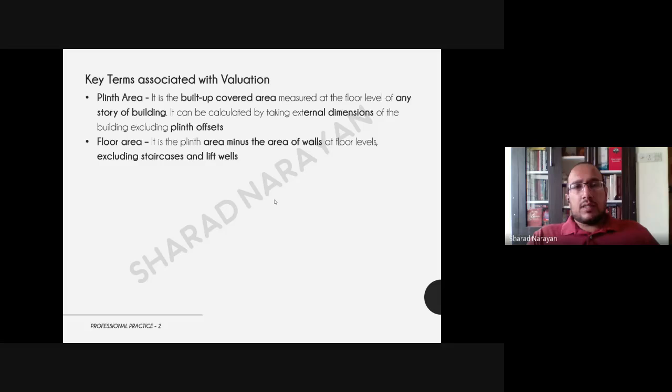The next key term we talk about is the floor area. The floor area is the plinth area minus the area of the walls. So we talk about it as the clear area between the wall surfaces. We can call it the tiled area, whatever it is. And this will exclude the areas provided for the staircases and the lift wells.